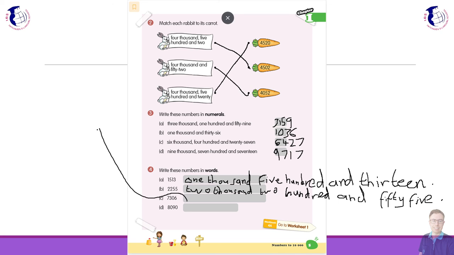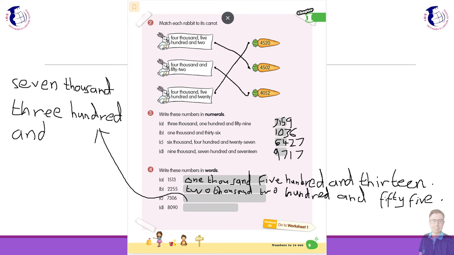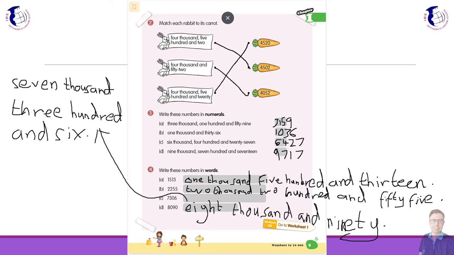Then 7,306. What I'm going to do, I'll write this over here. Running out of space. So, 7,000. And then, what else have we got? 306. No tens this time. 300. And last one is just 8,090. 8,000. And 90. There we go. So that should be all the answers for that page.